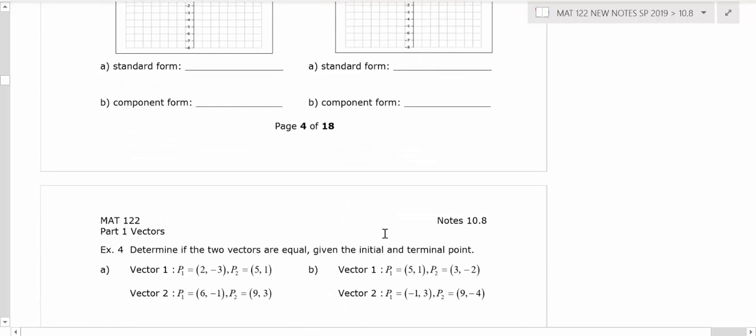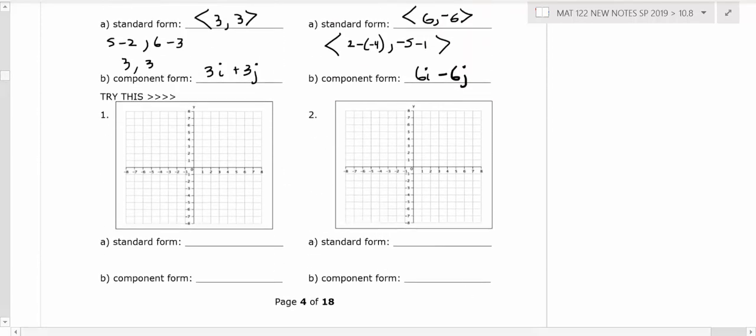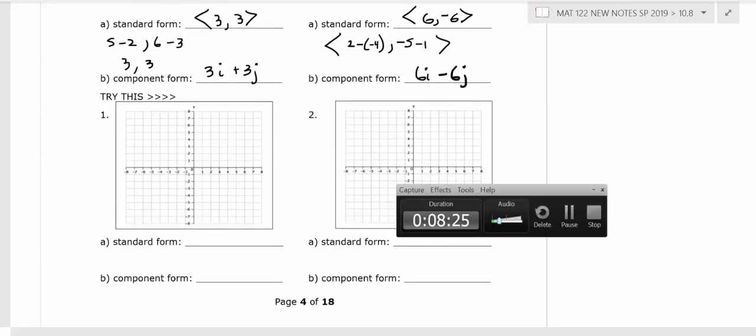Okay, so let's go ahead and do these 2 problems. Make sure that everybody can do these okay. So go ahead and pause the video, and when you're ready to check, just check.